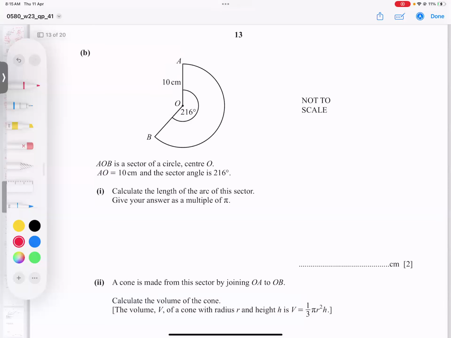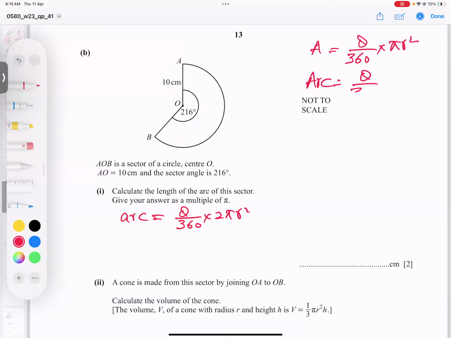Next part, the question here: he took the arc length, so the arc length of this sector. Arc length is this arc, okay? The angle is given. And what is the formula for the arc length? The arc length formula is theta by 360 degrees into 2 pi r. Make sure, for area, it is pi r squared times theta by 360. Pi r squared for area. Okay, and arc length is theta by 360 into 2 pi r.